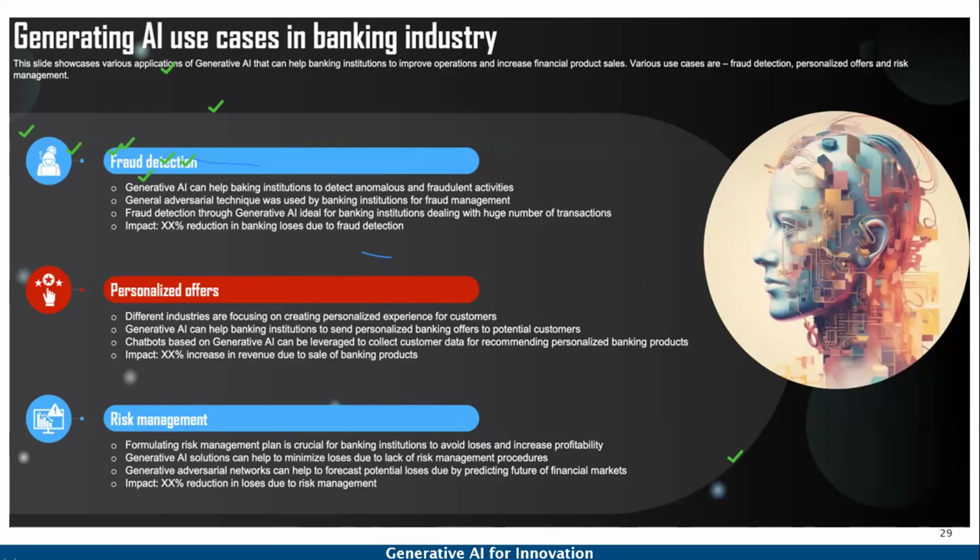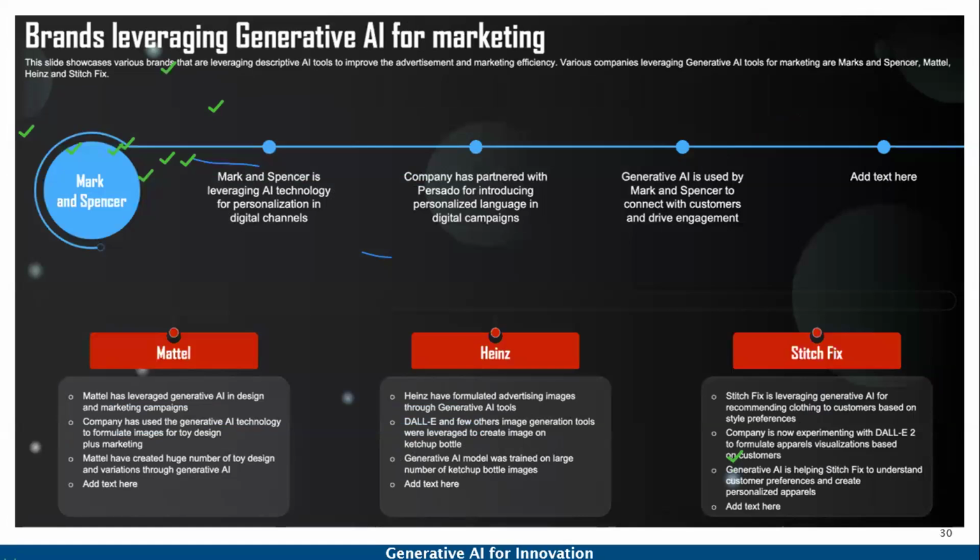we can also improve marketing efficiency, like Marks and Spencer, Mattel, Hinge, and Stitch Fix. Like this, many other products also we can help with this. Like this, we can help, and financial product offerings can also be suggested to people. And when we talk about marketing, here we talk about Marks and Spencer, Mattel, Hinge, and Stitch Fix, right?